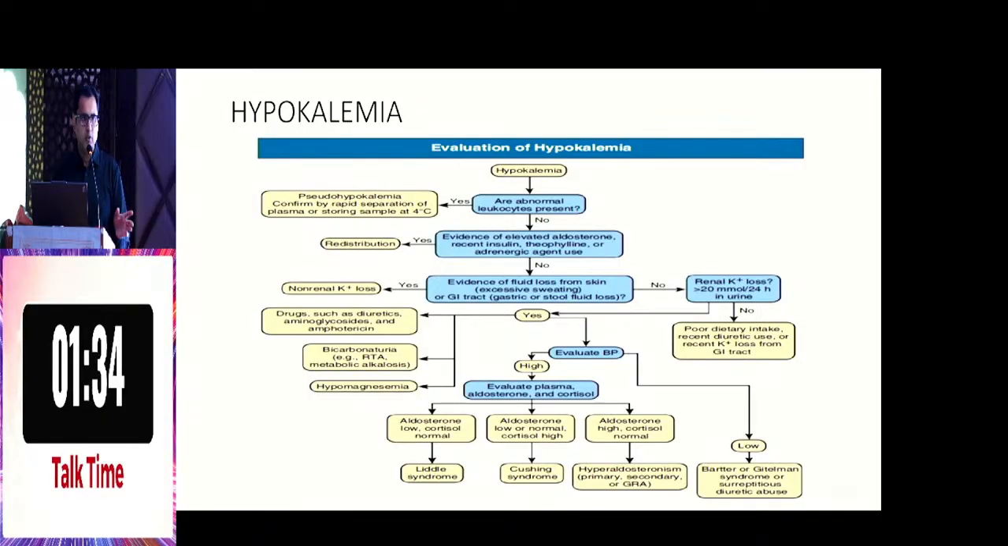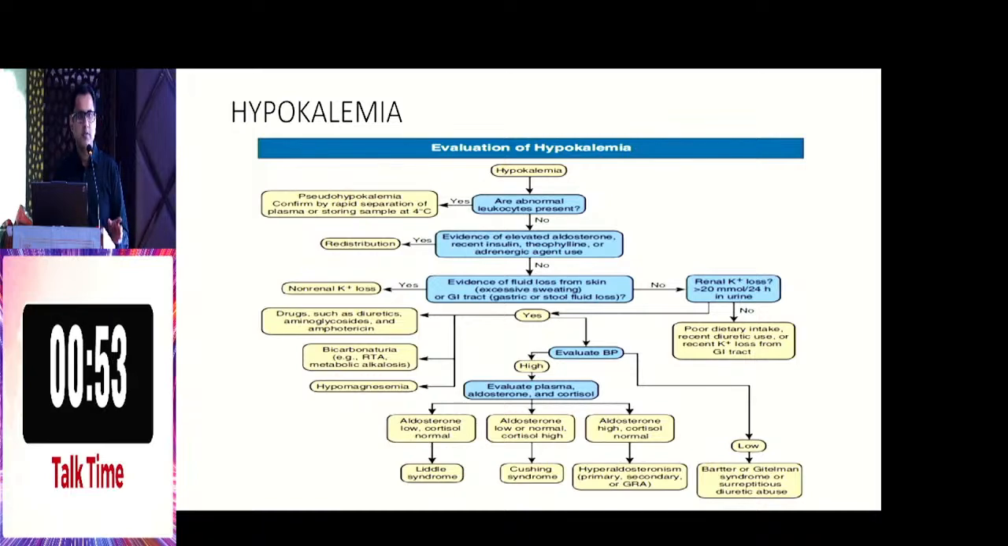We also have to look for non-renal potassium loss. So urine potassium, if it is less than 20, then it is non-renal. If it is more than 20, it is a renal potassium loss. The non-renal potassium loss causes could be excessive fluid loss from the skin or from the GI tract. If the potassium loss is from the kidneys, then we have to see what drugs the patient is on. So if the patient is on a high dose of diuretics or aminoglycosides, if the patient has bicarbonaturia, which we see in renal tubular acidosis patients, if there is metabolic alkalosis, or if there is hypomagnesemia. Hypomagnesemia is very common, so one should always check magnesium levels if the patient has hypokalemia.